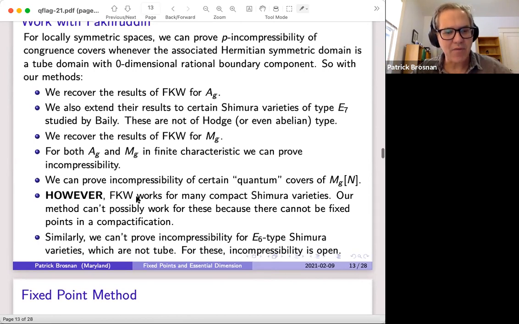And in that case, the FKW methods seem to be the way to go. Similarly, we can't prove incompressibility for E6 type Shimura varieties, which are not cubes. And for these, incompressibility is open.